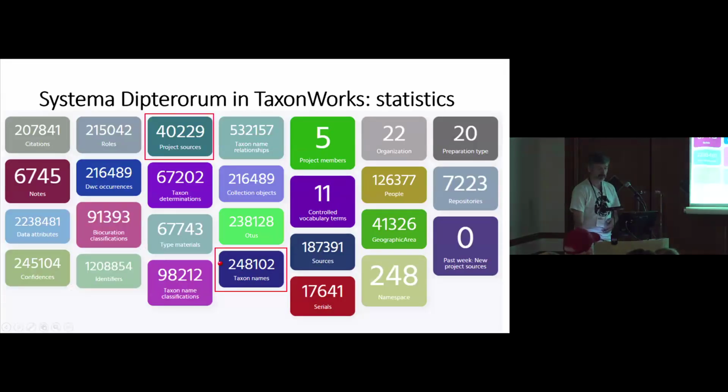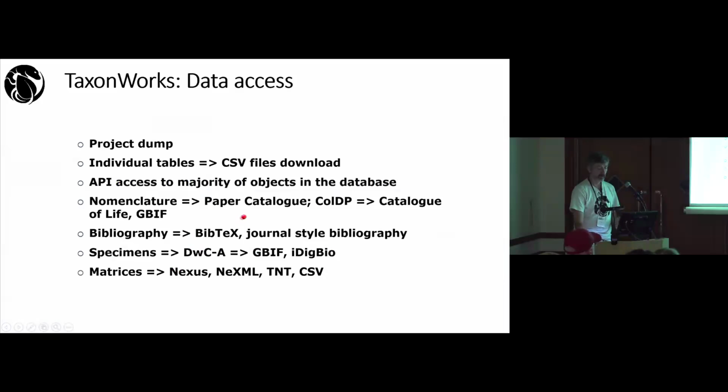Some basic statistics: 248,000 names, 40,000 sources. And again, as I said, data accessibility is an important part of any database, how you can get data out: full project dump, individual tables, API access to all models in the database. Nomenclature goes to Catalog of Life. Although we don't have a production database for Systema Dipterorum, we use this as a pipeline for getting data to Catalog of Life now. Bibliography, specimen data in Darwin Core, and we have matrices which could be used for interactive keys. We also have Nexus, XML, TNT outputs.